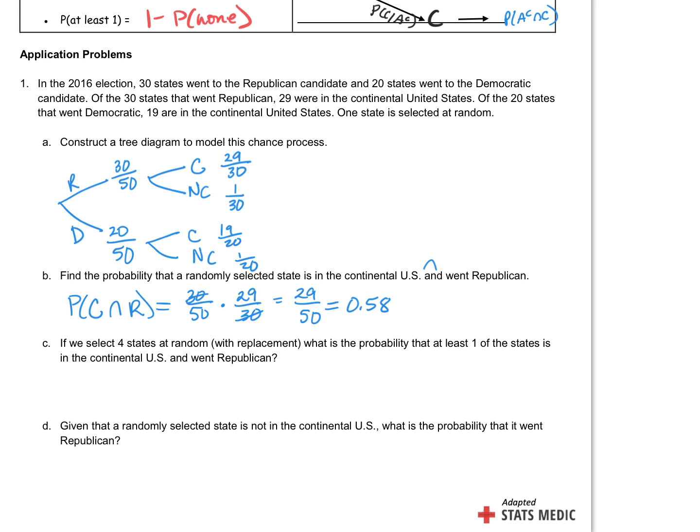Now, if we select 4 states at random with replacement, we keep it with replacement so that they're independent, okay? So that those probabilities aren't changing because we're taking one out. What's the probability that at least one of the states in the continental U.S. went Republican? One of the states, at least one. So this is using that rule of thumb. Probability of at least 1, remember, is 1 minus the probability of none.